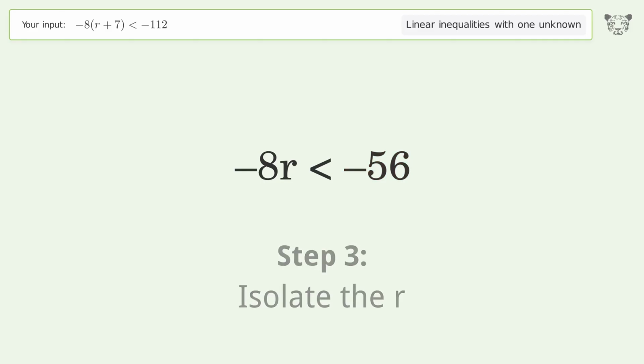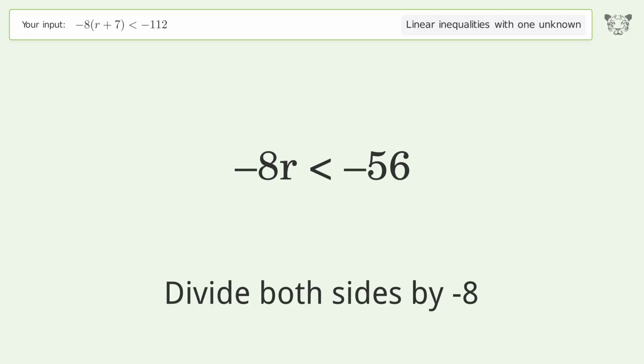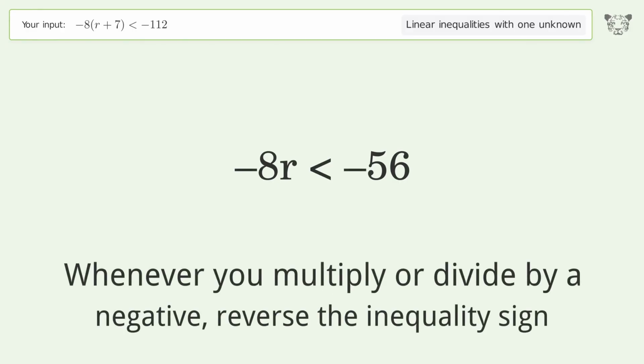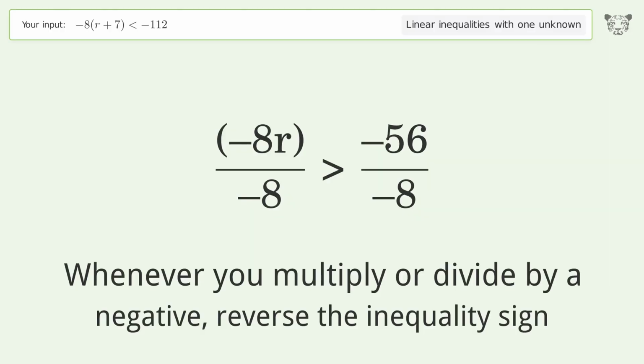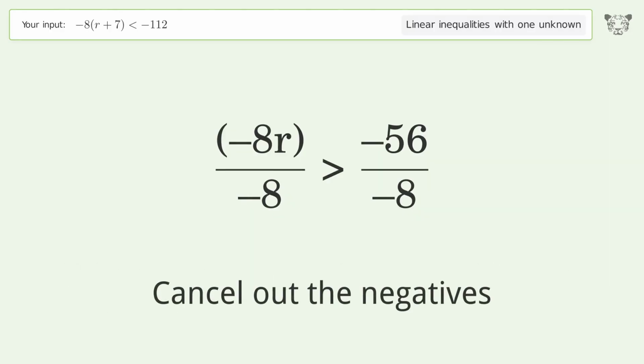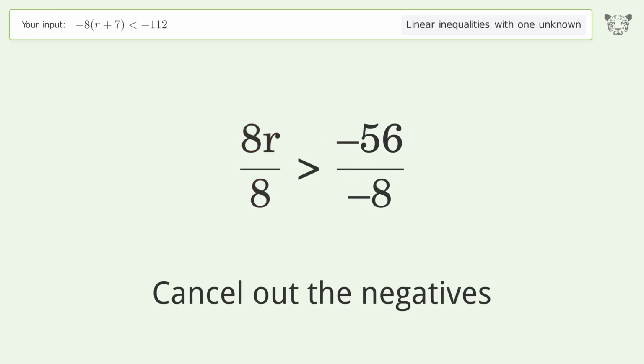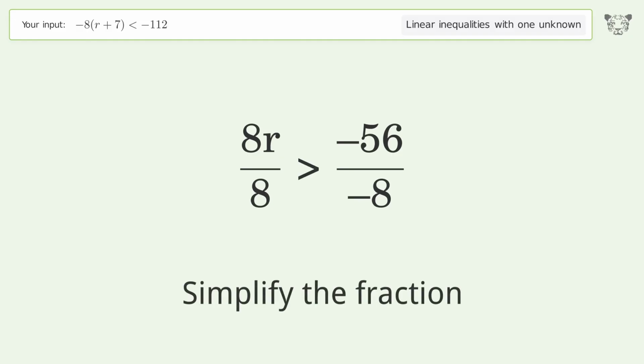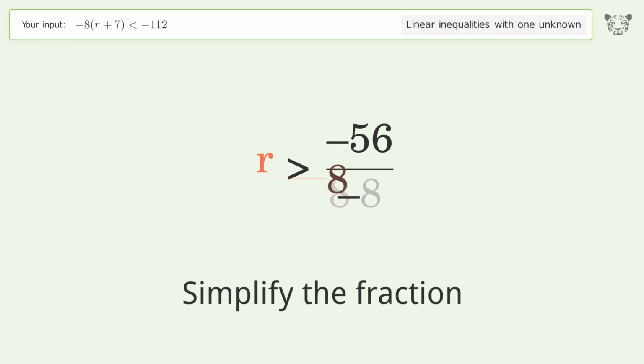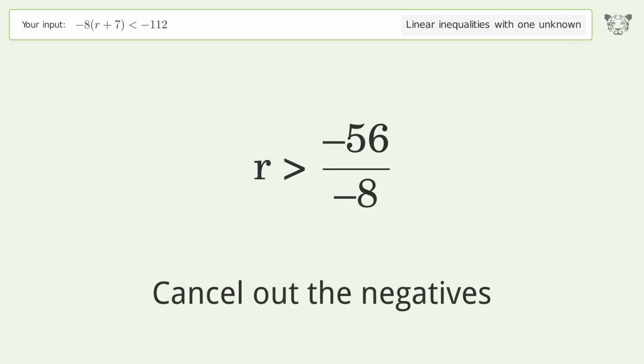Isolate the r. Divide both sides by -8. Whenever you multiply or divide by a negative, reverse the inequality sign. Cancel out the negatives. Simplify the fraction. Cancel out the negatives.